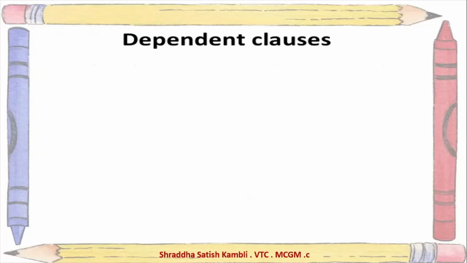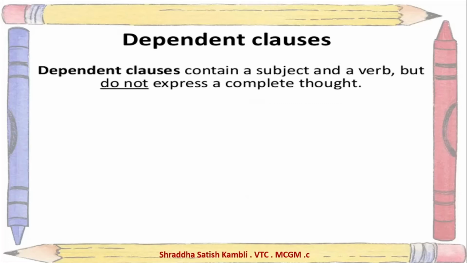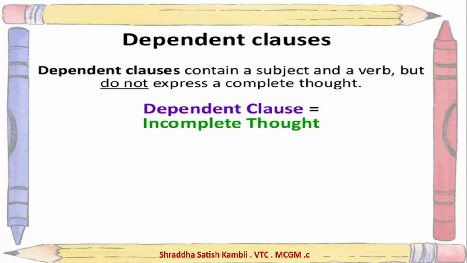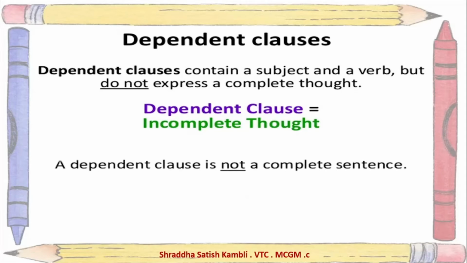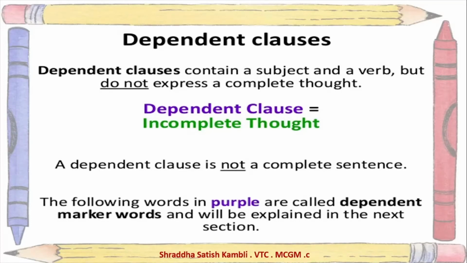Let's move on and look at the next kind of clauses, that is dependent clauses. Now what are dependent clauses? Dependent clauses contain a subject and a verb, of course. That is why they are called clauses, otherwise they would have been called phrases. But they do not express a complete thought. It is always dependent on something else. So dependent clauses mean incomplete thought. A dependent clause is not a complete sentence. Remember, a dependent clause always needs an independent clause to become a complete sentence. The following words in purple are called dependent markers, which we will see in the next part.